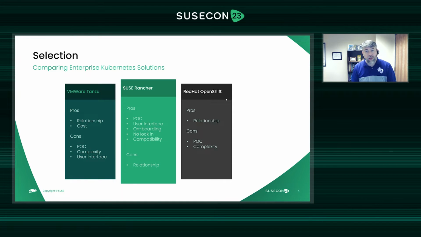Another thing that we liked about SUSE Rancher was there was no vendor lock-in, and a lot of the processes that we went through are Kubernetes native, so they would apply to any enterprise Kubernetes solution. We also found compatibility with our VMware environment and our Red Hat environment. The only con was that we didn't have a relationship already with SUSE, but we managed to get that through our purchasing department without any major issues.